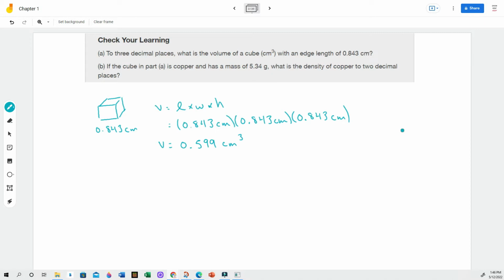Let's take a look at part B. Now we're going to calculate the density. Again, remember for density, we're going to have the mass of the object over the volume. And in this case, we are given the mass as 5.34 grams. We just calculated the volume, and that is 0.599 centimeters cubed. So our density is 8.91 grams per centimeter cubed.